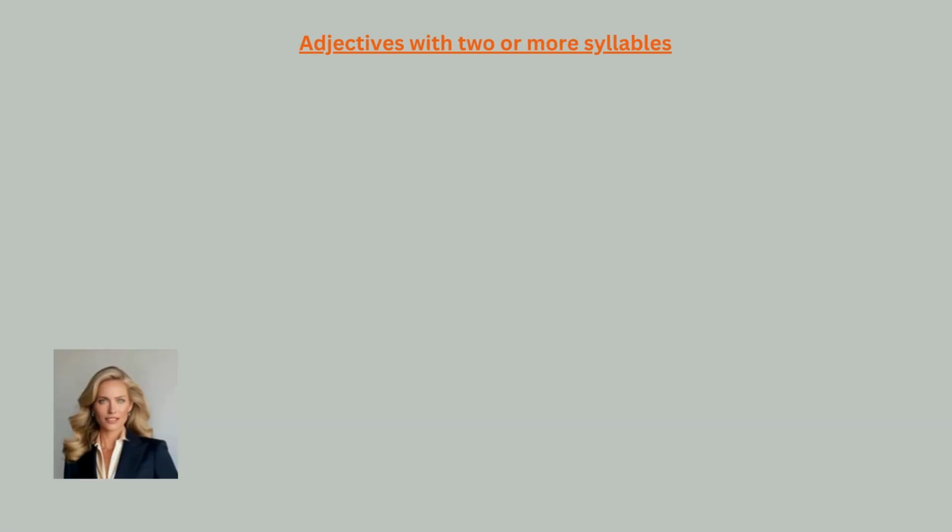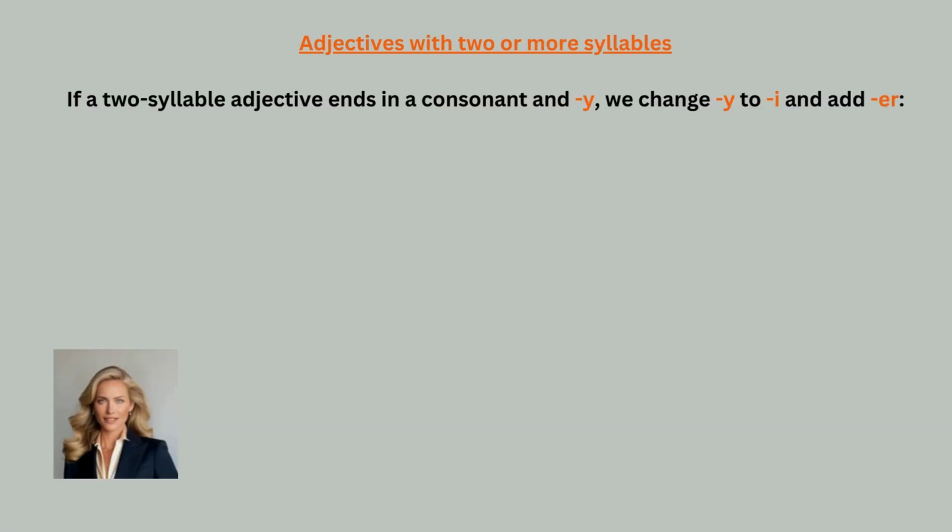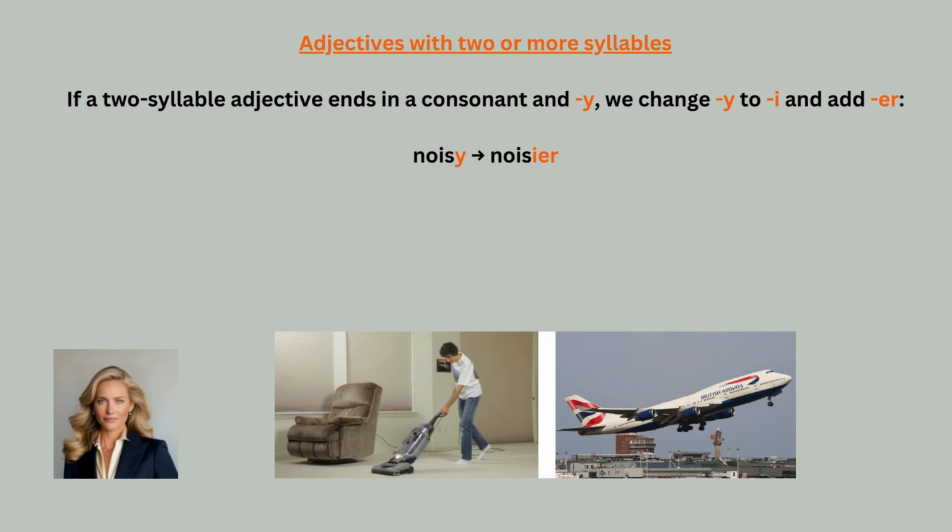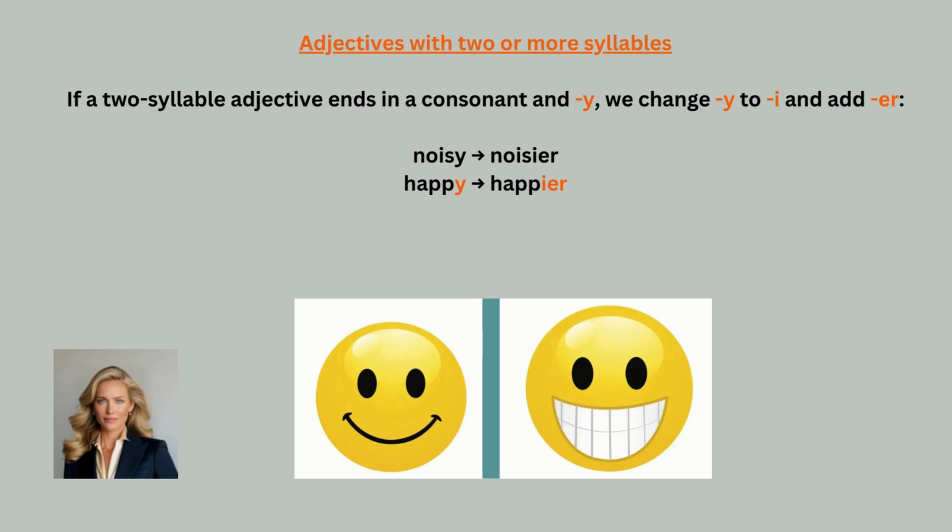Adjectives with two or more syllables. If a two-syllable adjective ends in a consonant and y, we change y to i and add -er. Noisy becomes noisier. Happy becomes happier.